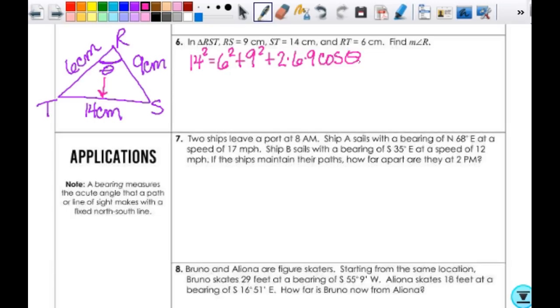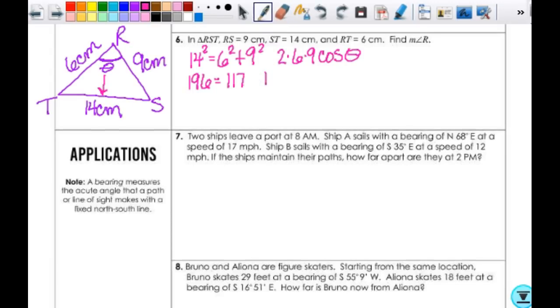So I'm going to clean this up just a little bit, and we should know that 14 squared is 196. That's equal to, and then 6 squared plus 9 squared is 117, plus 108, oh not plus, shoot, that's minus. Sorry about that. You always add the squares and then you minus that. Mess that up. Okay, so that should be 117 minus 108 times the cosine of theta. So now 196 minus 117, which is 79, and that's equal to negative 108 times the cosine of theta.